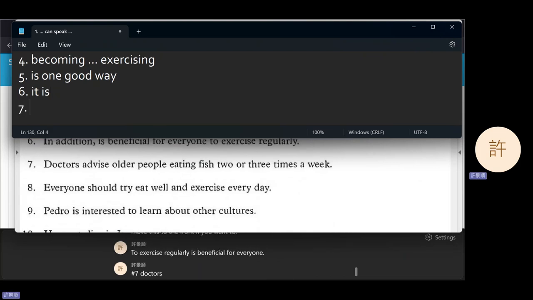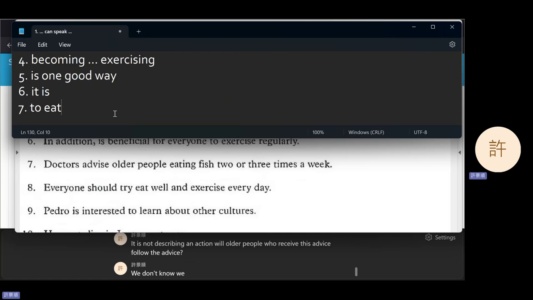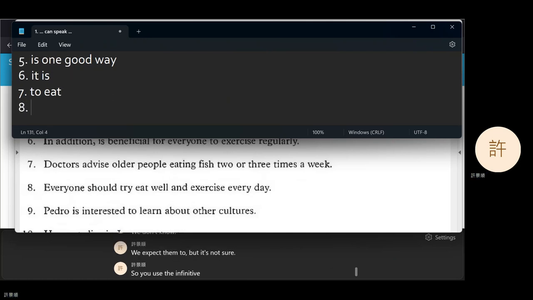Number seven, doctors advise older people to eat fish two or three times a week. This is advice. It is not describing an action. Will older people who receive this advice follow the advice? We don't know. We expect them to, but it's not sure. So you use the infinitive. Eight, everyone should try to eat well and exercise every day. Same reason, you should try. Will you do it? We don't know, but we expect you to.